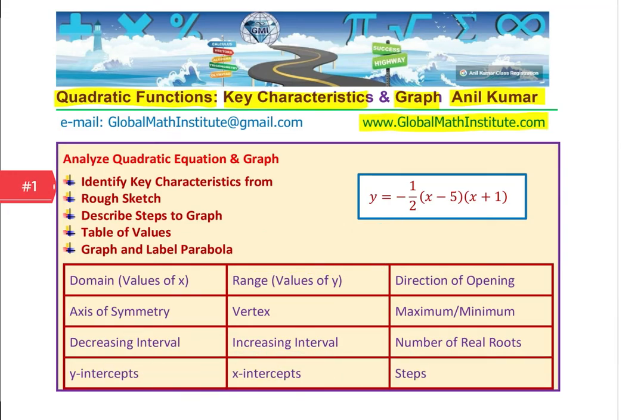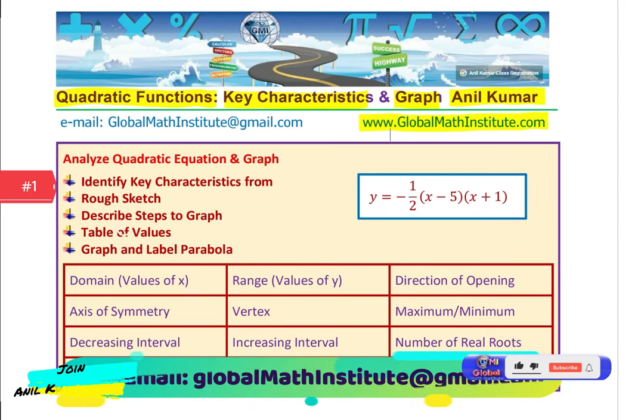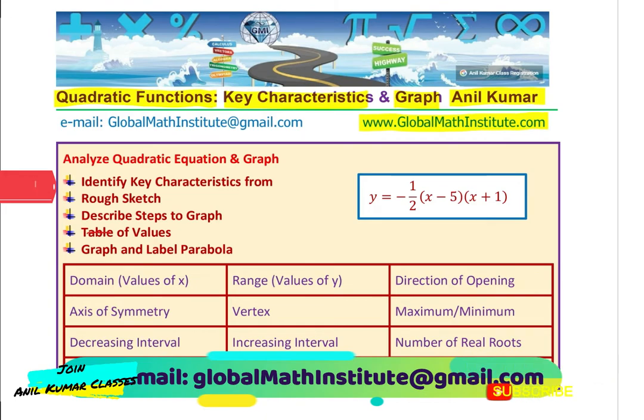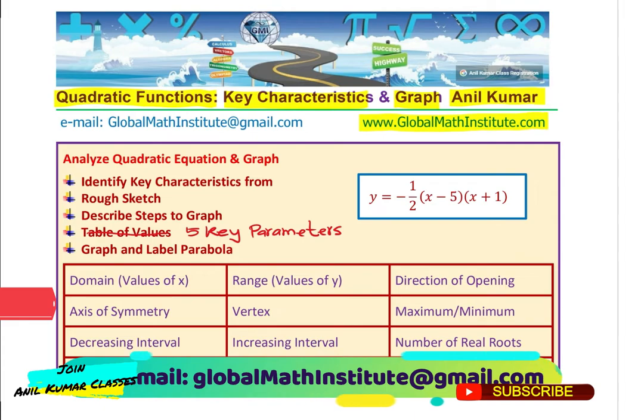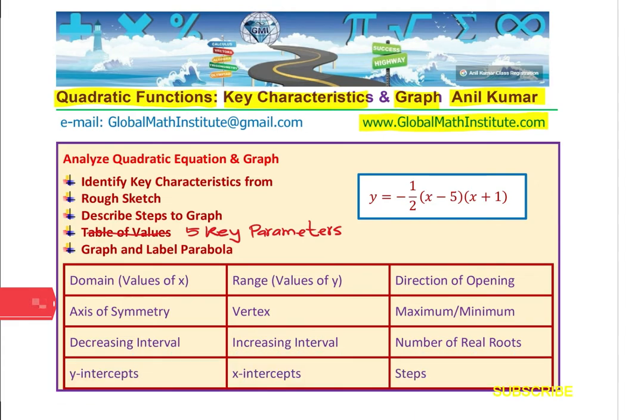We'll go through all these steps, that is to say, we'll identify key characteristics, make a rough sketch, describe steps to graph, table of values, graph and label the parabola. Now, in this case, we are not going to make a table of values. We'll only consider 5 key parameters. So we are doing some variation. Normally, you just make a table of values and plot them, but that is not necessary. We need 5 key points for an accurate graph.